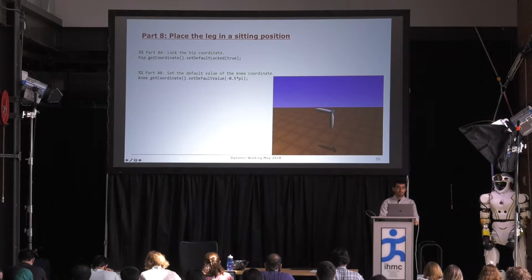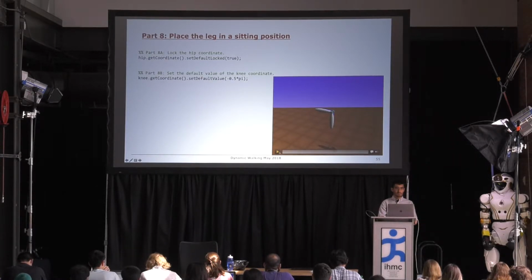So to do that, go to part 8A. Make sure you go to the correct portion in the file, and for the hip, get the coordinate for the hip, and then set default locked to true. And then farther down, or in part 8B, for the knee joint, get the knee coordinate, set the default value for that coordinate to negative half pi, so negative 90 degrees. And then if you simulate, you should see the same thing as in this video.